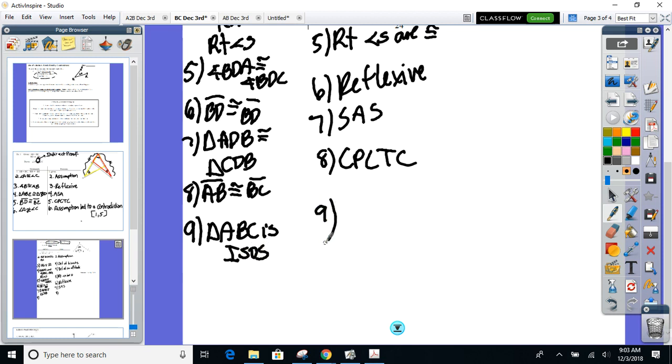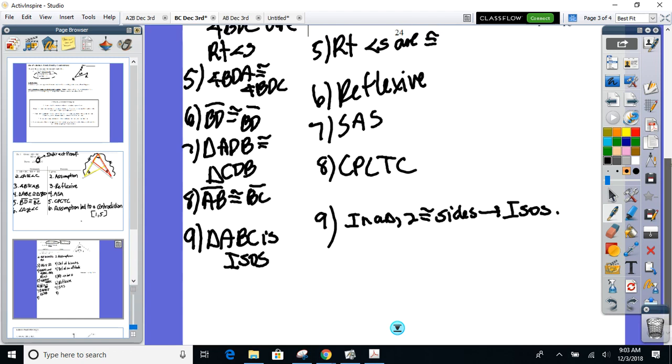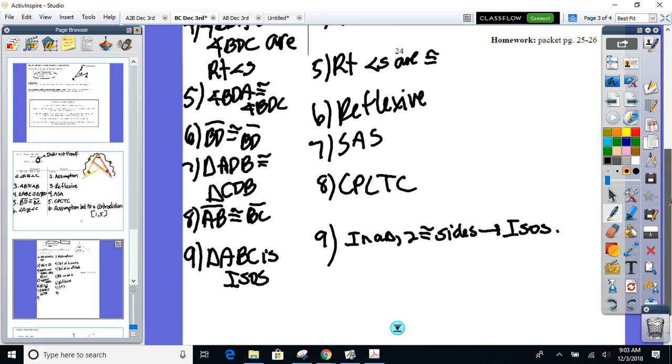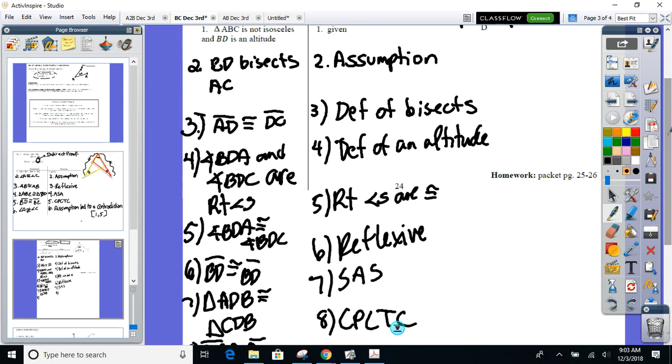How'd you know it was isosceles? Two congruents in a triangle. Two congruent sides imply isosceles, or two congruent angles, depending on how you did it. And then finally, what do I have now in this proof? I have a given that says it's not isosceles, and then in step 9, I'm saying it is isosceles. So my assumption must be false. So what's got to be true? BD does not bisect AC.